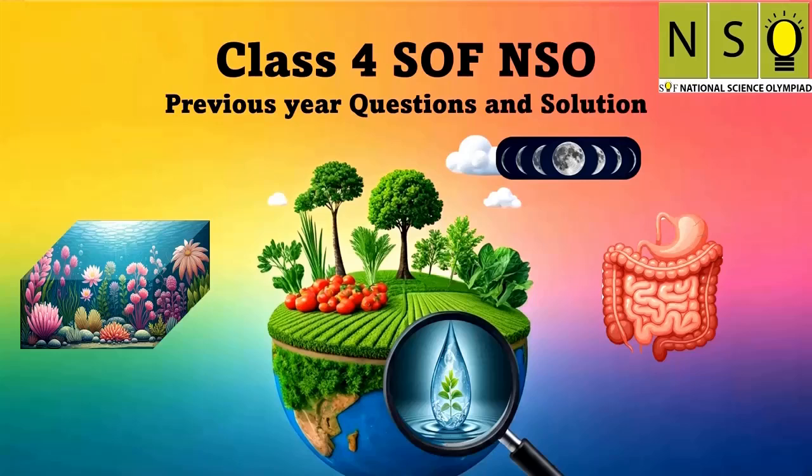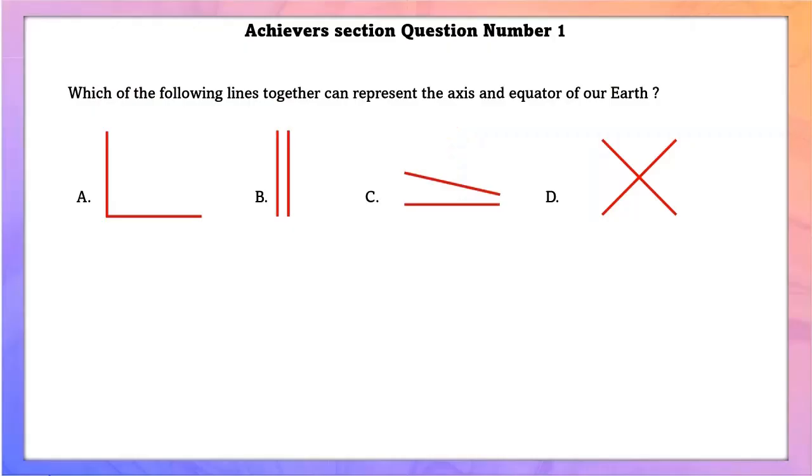Class 4 SOF NSO Previous Year Questions and Solutions. Achiever section question number 1. Which of the following lines together represent the axis and equator of our Earth?